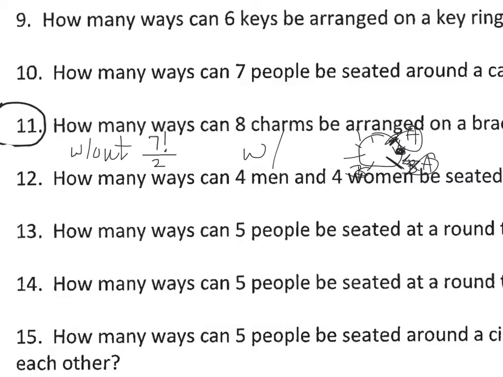So that marker makes it a linear permutation, and therefore we simply treat it as 8 pick 8, or 8 factorial. It's still reflective because it's a bracelet that we can look at from both sides. So with that, it would be 8 factorial divided by 2.